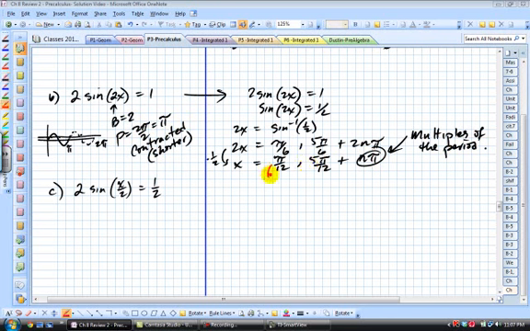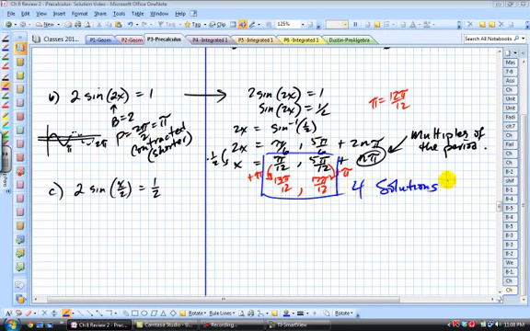So if I need another solution, go ahead and add pi here and add pi here to get another one. And pi is the same thing as 12 twelfths pi, using common denominators. So I simply have to add 12 in the numerator. So 1 and 12 is 13, so I get 13 pi/12 here. Add 12 to 5, you get 17 pi/12 here, for 4 solutions. 4 solutions total. Here they are.